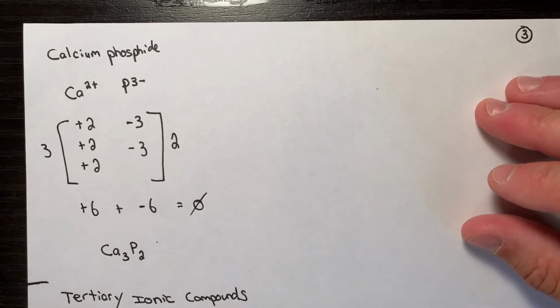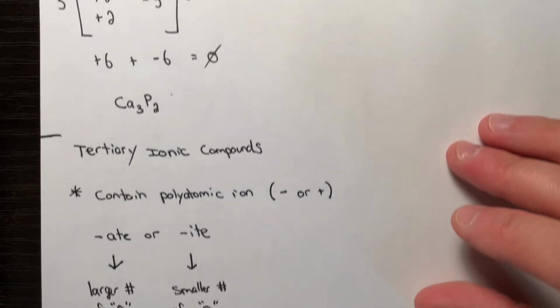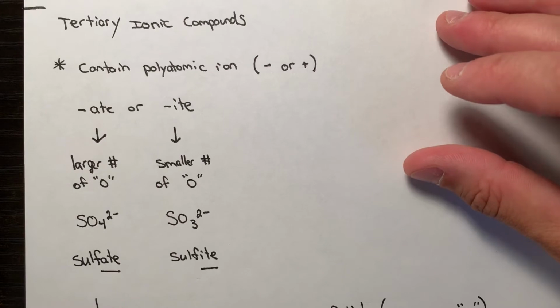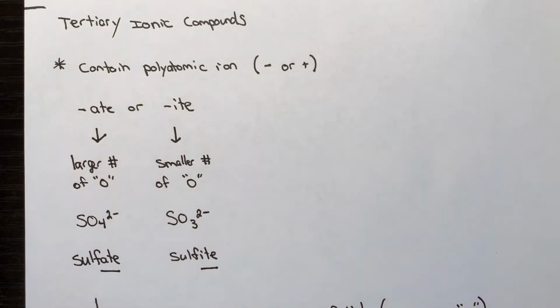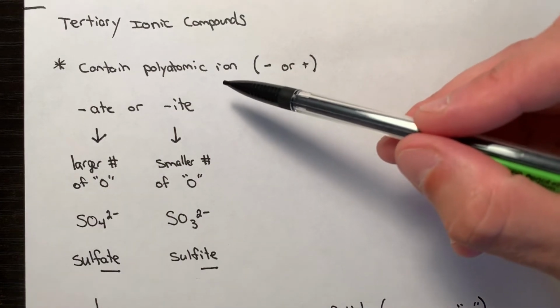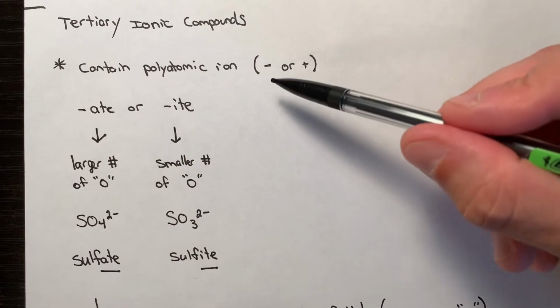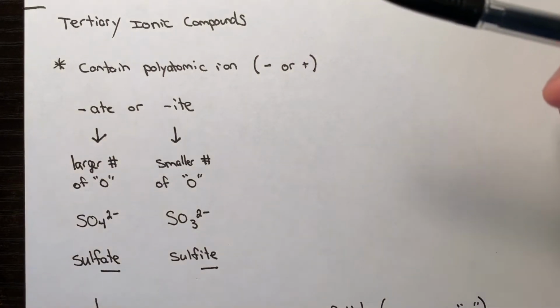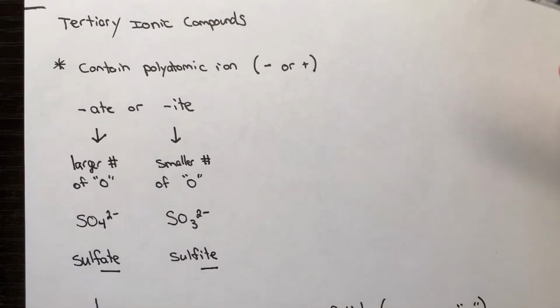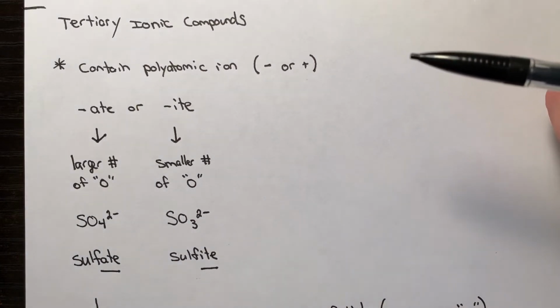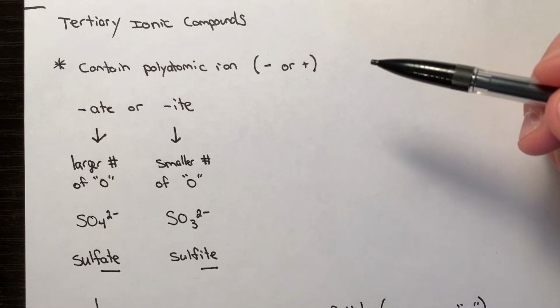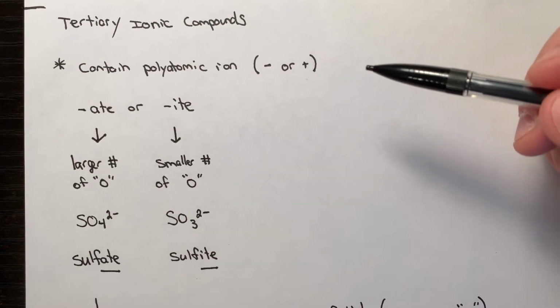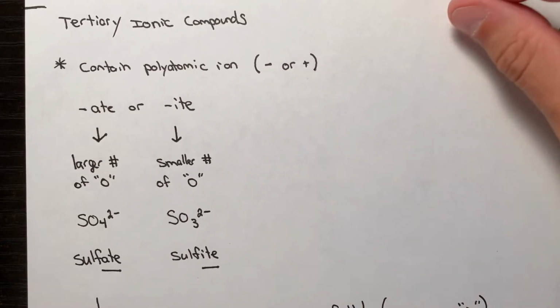We'll move on to discuss ternary ionic compounds, which operate under the same principles, but they're going to have 3 or more elements, which is to say that they're going to contain a polyatomic ion. And these things can be positive or negative. We're going to find that most of the ones we deal with in this class are negative. It's really just ammonium that we're going to encounter. It's going to be a positive cation, a positive polyatomic ion.